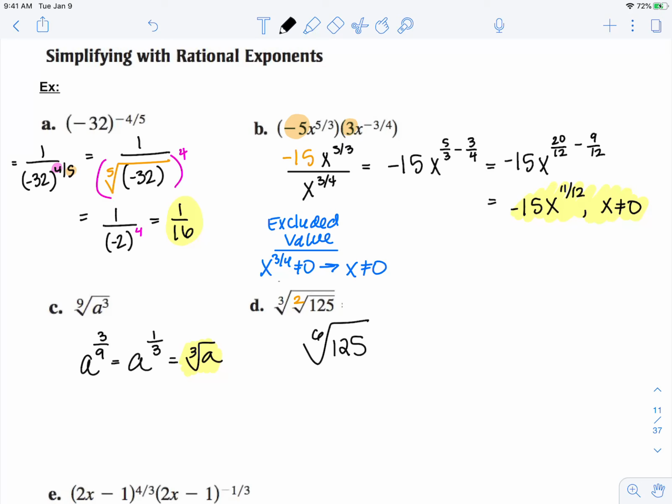Now looking at that, you might not know what to do. Well, I know that 125 is 5 cubed. So this is 5 to the 3 over 6, which is 5 to the 1/2, or square root of 5. Since I started with square roots and radicals, I should end with square roots.